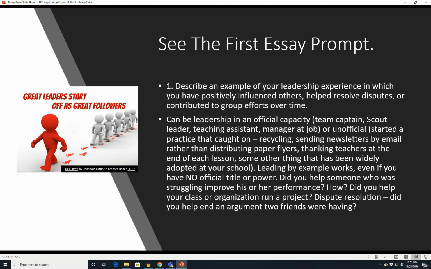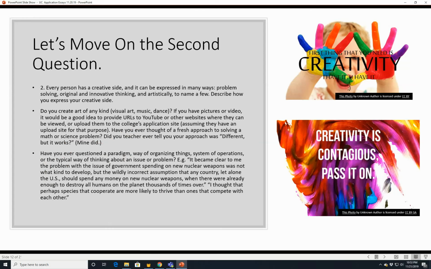Did you help someone who is struggling to improve his or her performance? How? Did you help your class or organization run a project? Dispute resolution. Did you help end an argument two friends were having? All of those things would be wonderful answers to this. Sometimes it's even just looking up the facts so that a factual dispute can be settled. Any of those would be great answers.